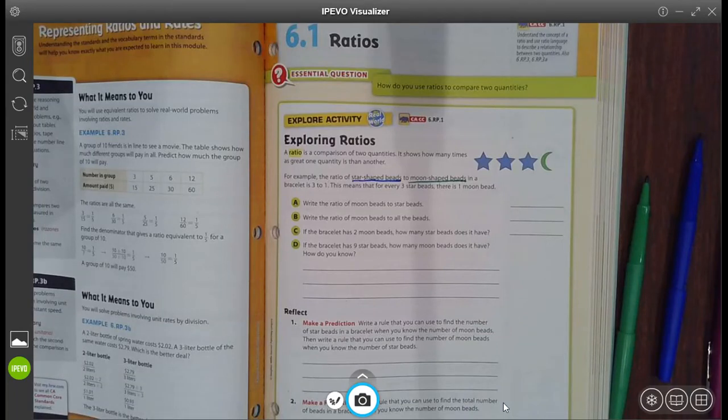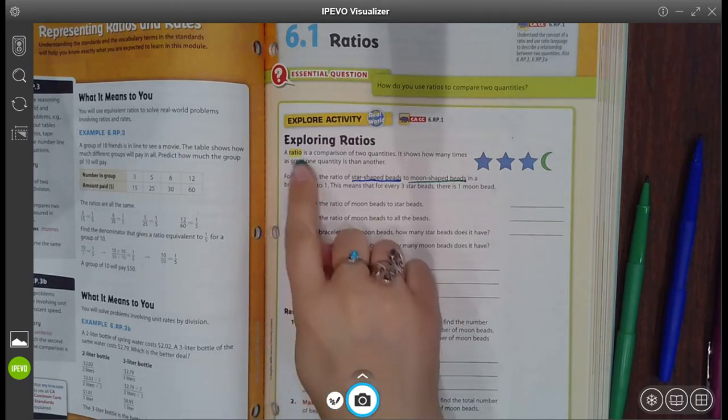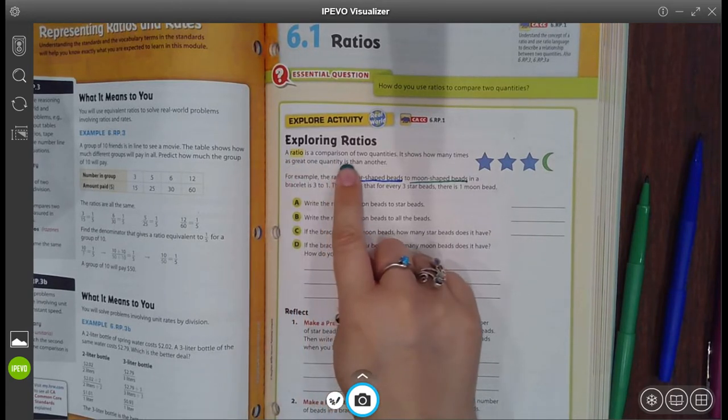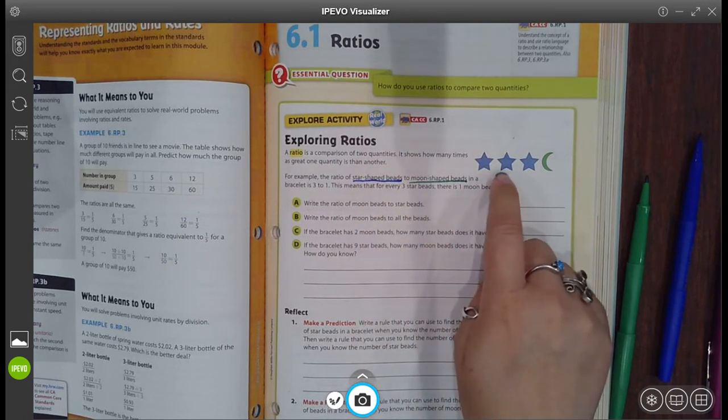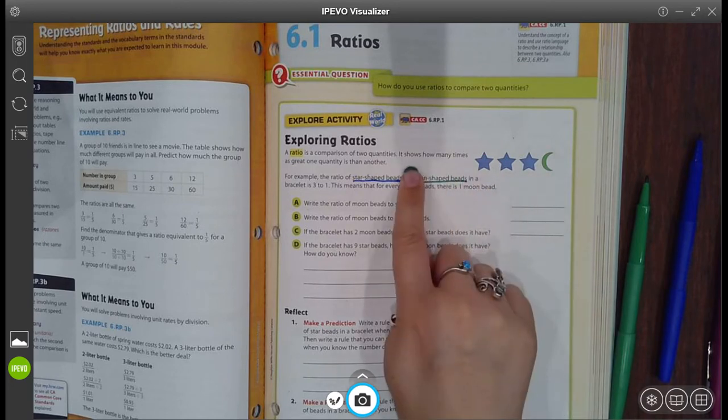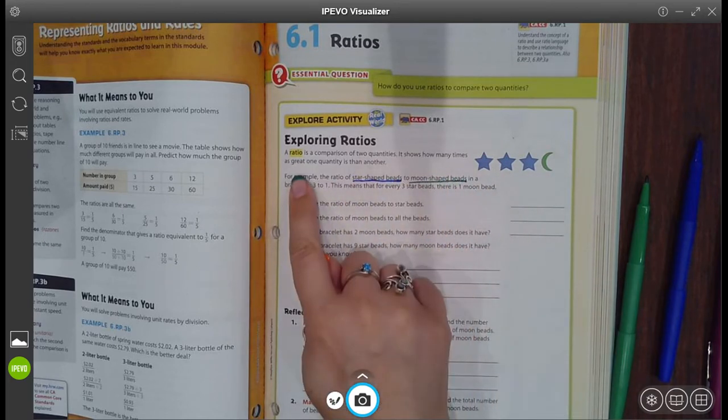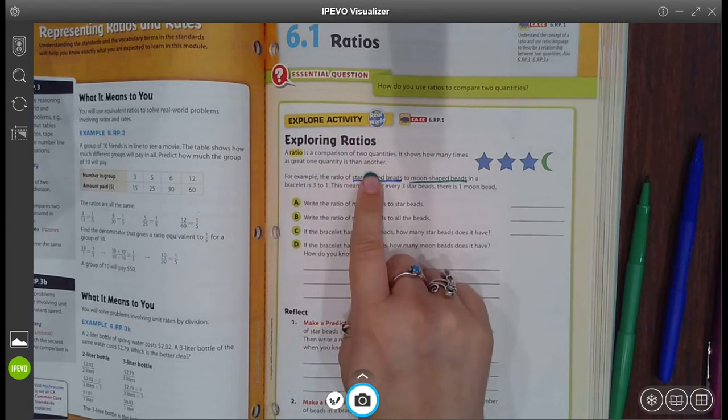Hello, my little mathematicians. Today we are going to explore ratios, and we're going to use textbook page 149 in our Go Math textbook to help us with that. A ratio is a comparison of two quantities. Quantities is just a fancy name for things. It could be anything, like for instance, stars and moons. It shows how many times as great one quantity is than another.